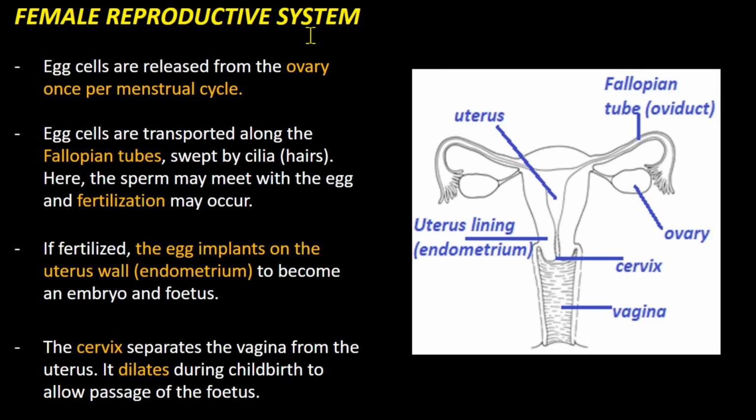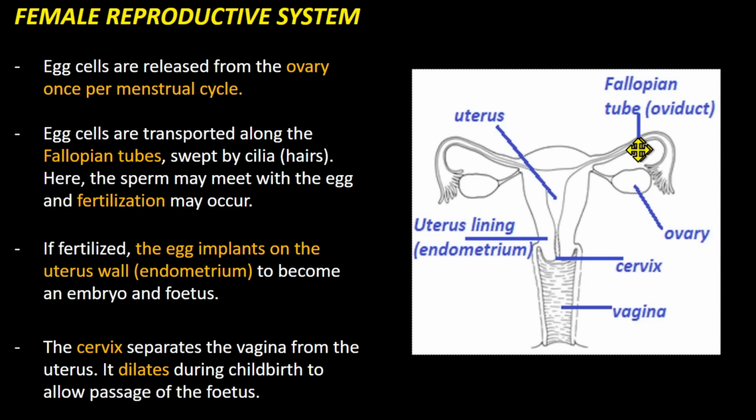Here we have the female reproductive system, which is thankfully not as physically complex as the male reproductive system. So here, egg cells are released from the ovary once per menstrual cycle. These egg cells are transported along the fallopian tubes or the oviducts, and they are swept by tiny hairs called cilia along the fallopian tubes. So it is here, in this position, where the sperm may meet with the egg and fertilization may occur for them to fuse into a zygote.